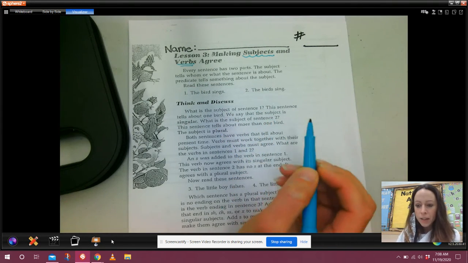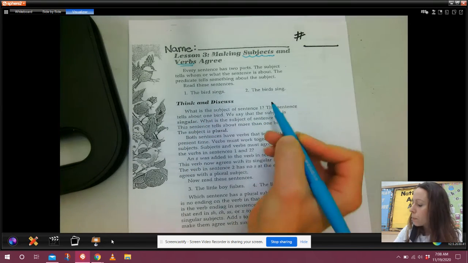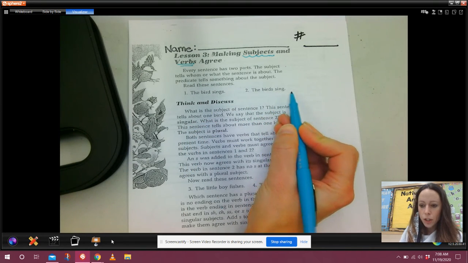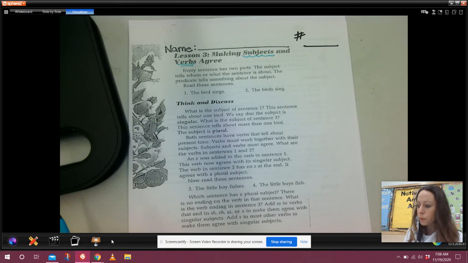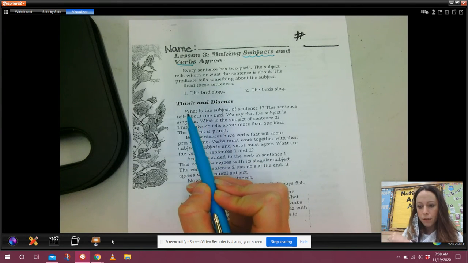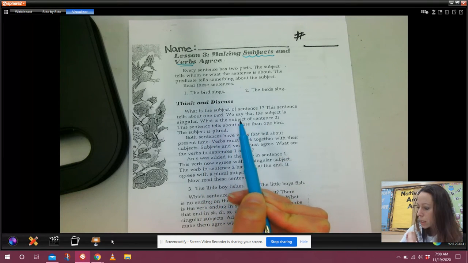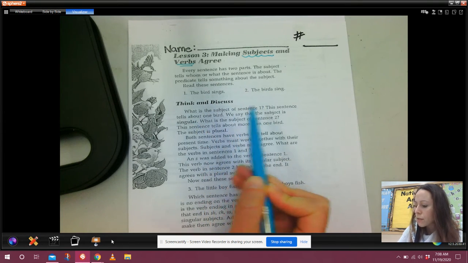So let's take a look at these sentences. The bird sings, and the birds sing. Do you notice anything different between the two? Now, let's think about that. Let's think about that difference as we keep reading, because then we're going to take a closer look at our sentences. What is the subject of sentence 1?